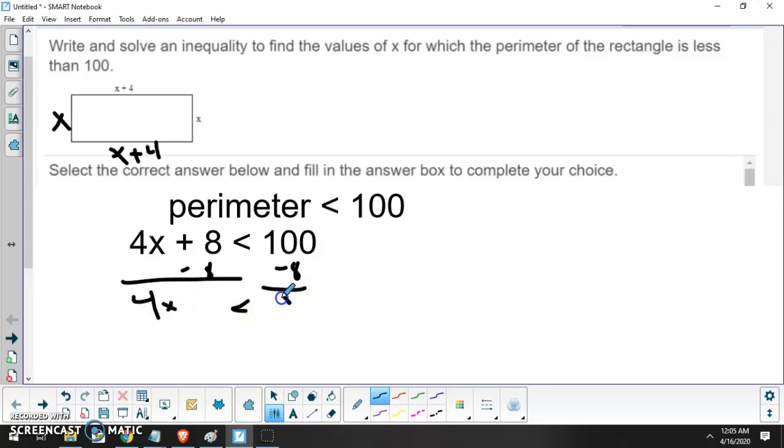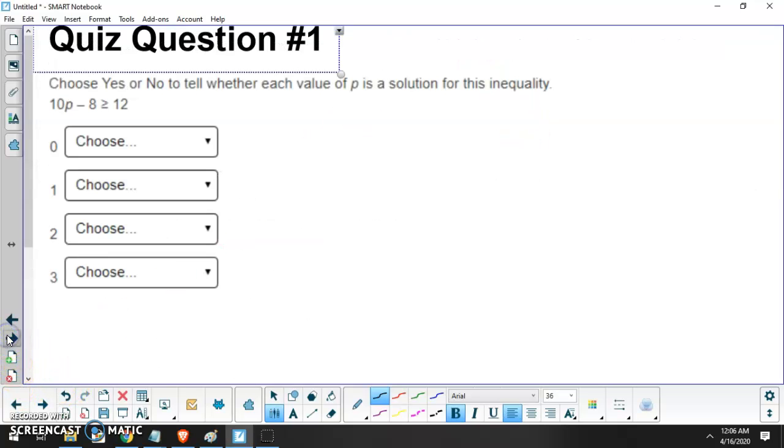You flip when you divide by a negative or multiply by a negative. All right, so then you divide by 4. You're dividing by a positive this time, so you don't flip it. So for the perimeter to be less than 100, x has to be less than 23. Okay, so the answer isn't 23. The answer is x is less than 23. All right, let's go to the quiz problems now.